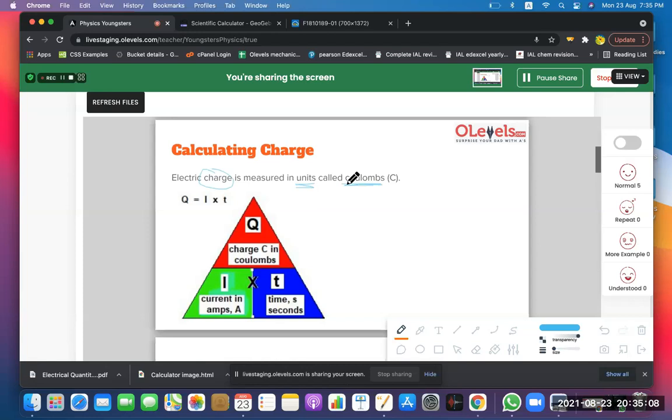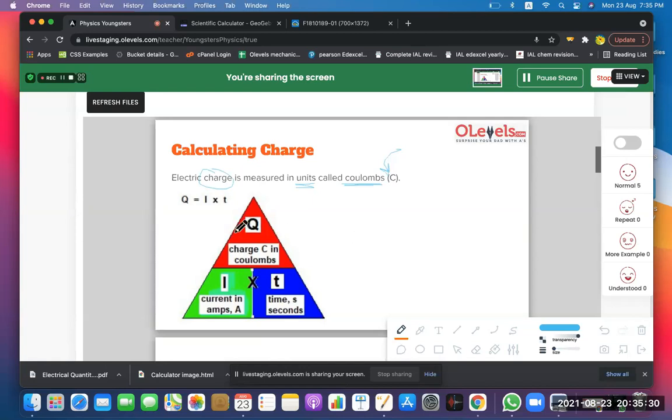So coulombs is the unit of electric charge, and we represent coulombs by capital C, as mentioned here. We can write coulombs as words like this, or we could write coulombs as a symbol, capital C.